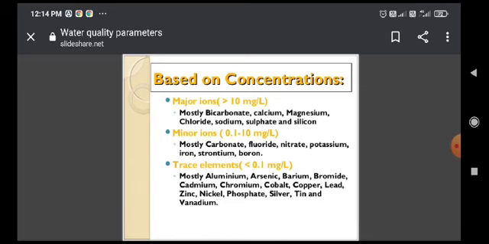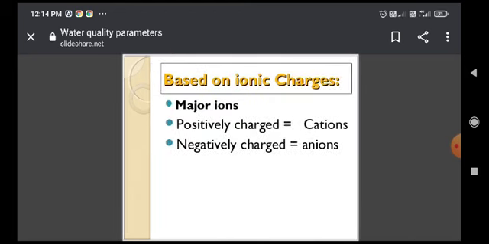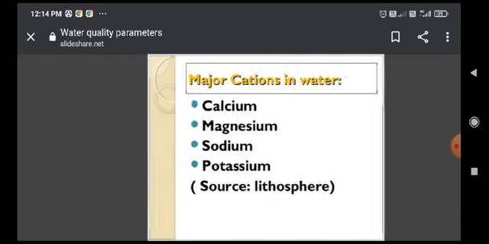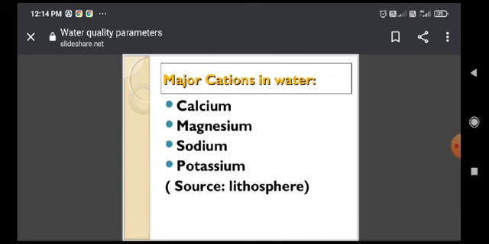Then minor ions are mostly carbonate, fluorides, nitrates, potassium, iron, strontium as well as boron. Thereafter trace elements are in the form of aluminum, arsenic, barium, bromide, cadmium, nickel, zinc, phosphate, silver. These ions are included to maintain the quality of water. Major ions that are positively charged are called cations, and negatively charged are called anions.